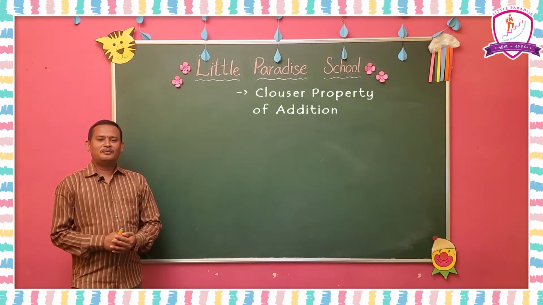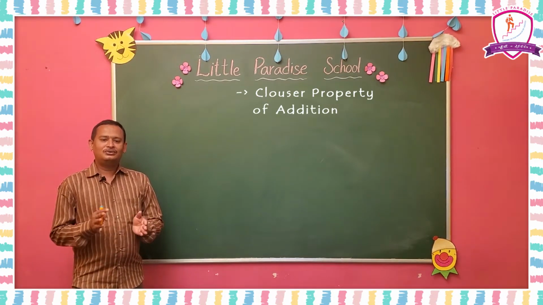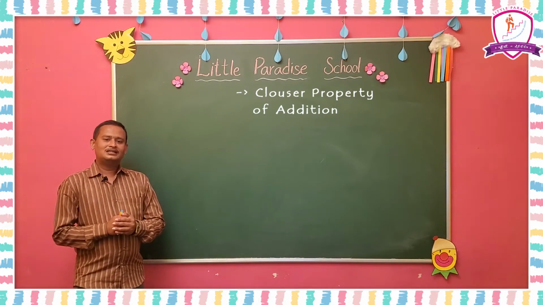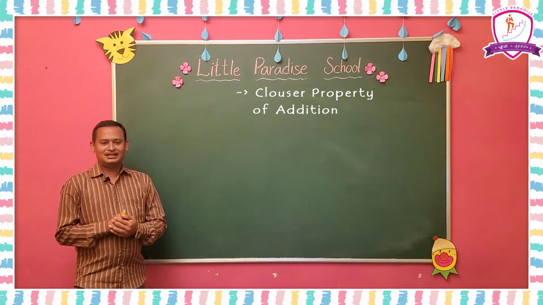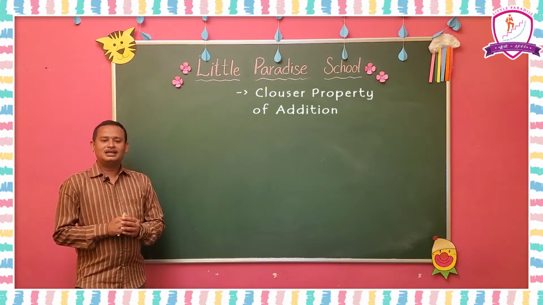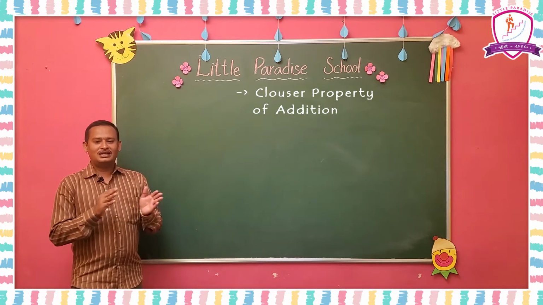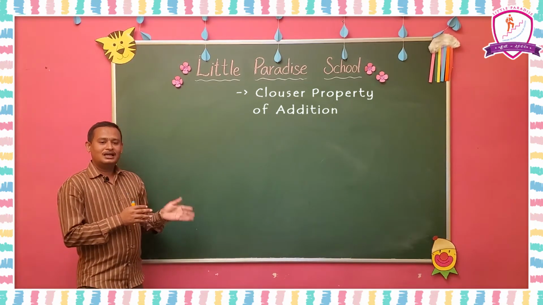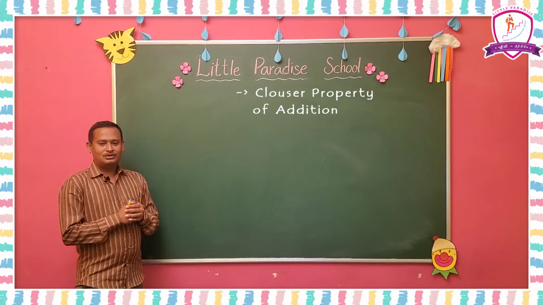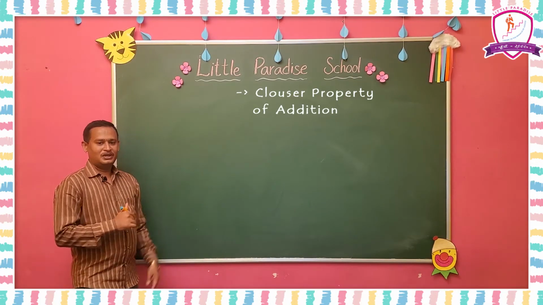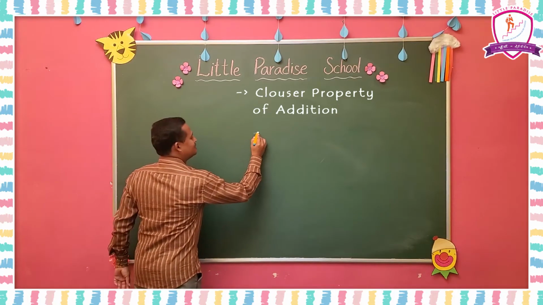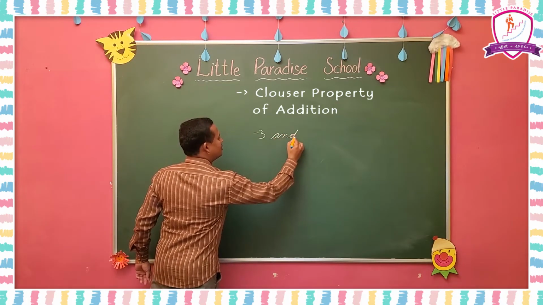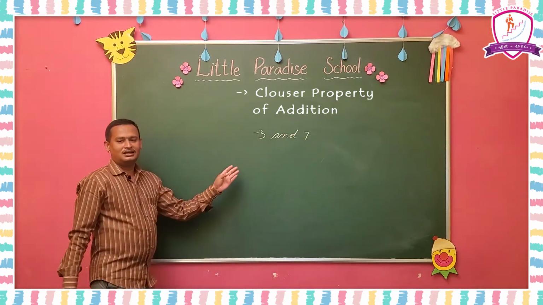Closure property of addition. For any two integers a and b, if we add a plus b, then the sum will also be an integer. What are integers? Any positive or negative numbers are called integers, we already know that. So, let us take two integers, minus 3 and 7. These two are integers.